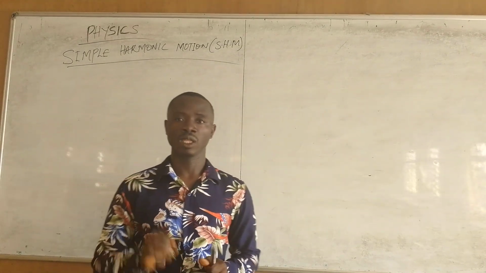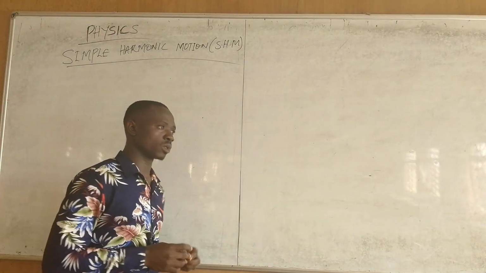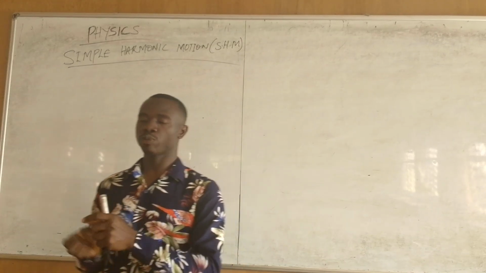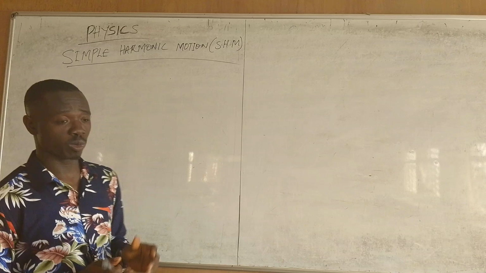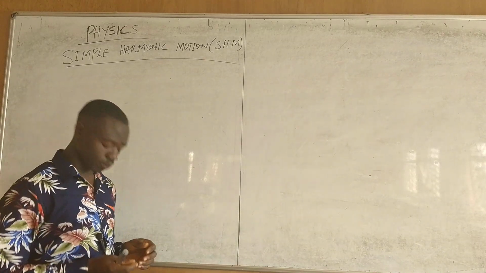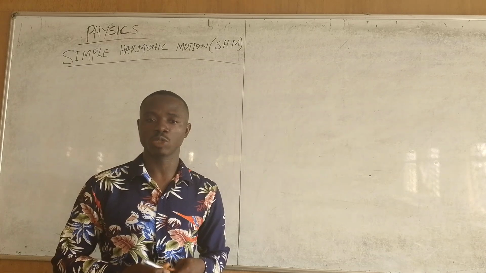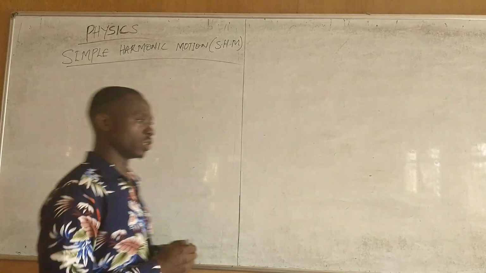From the center. Then the acceleration must always be directed towards where? Towards the center. So while acceleration is towards the center, displacement is away from the center. So acceleration and displacement are directly opposite each other.